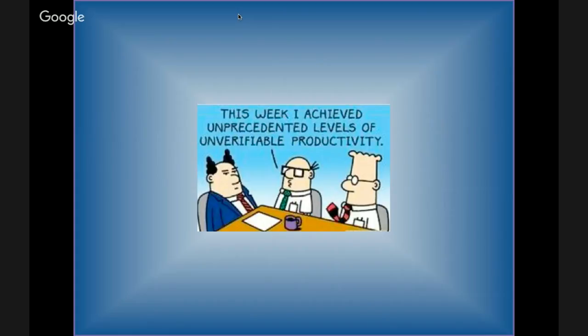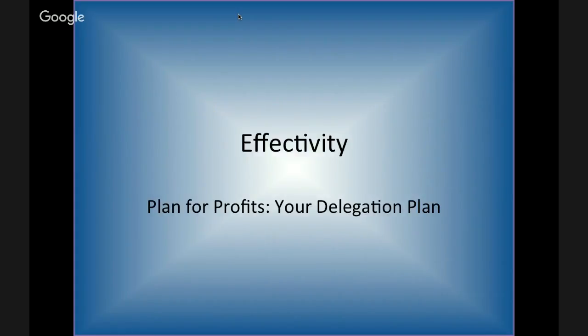This week, I achieved unprecedented levels of unverifiable productivity. I think this is the world of most CEOs, most business owners, entrepreneurs, and even employees and solopreneurs. So we're going to talk about getting unprecedented levels of verifiable productivity. This is effectivity, and we're going to be talking about your plan for profits. And this is your delegation plan.